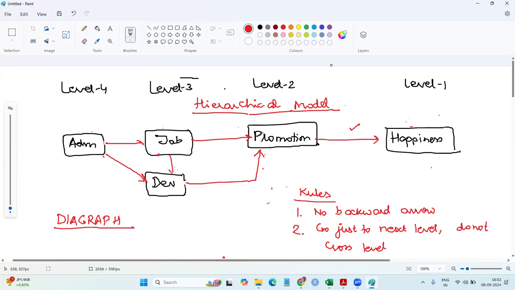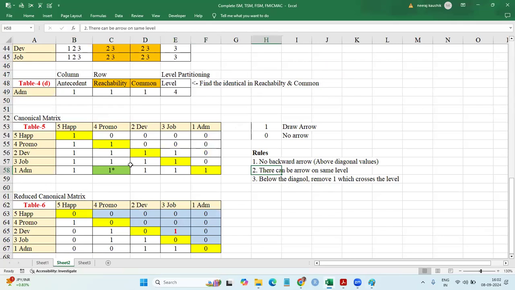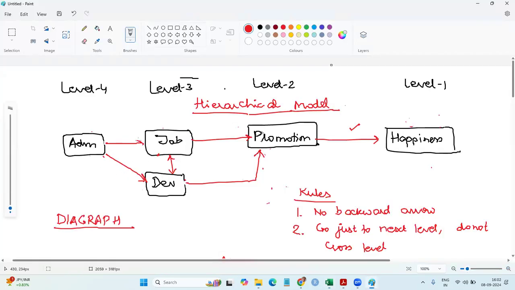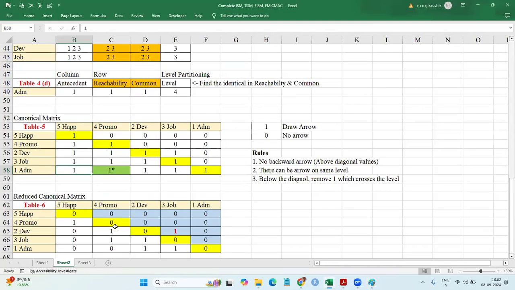Both have the same meaning. You can put it like this also. This is also okay. The next one comes below the diagonal. Remove the one which crosses the level. So from admission, you can go just to the next level. Like the job and the development, you cannot go directly to the next level because job and development will pass on your message, not admission. Remove some of the arrows. So here we removed this one.